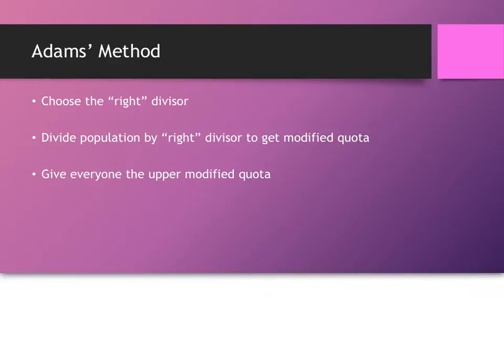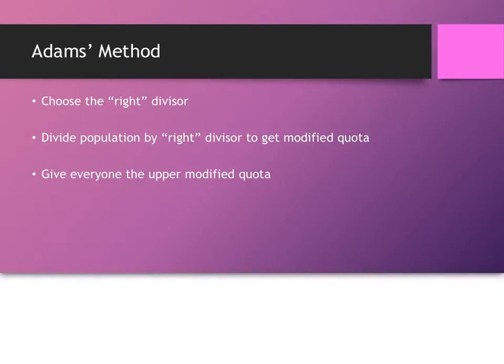You have to pick a right divisor. You have to find the right number. You divide that population to get a modified quota. Except the only difference here is instead of giving it the lower quota, you give it the upper quota. All right, the upper modified quota. So everything gets to round up to the next thing.